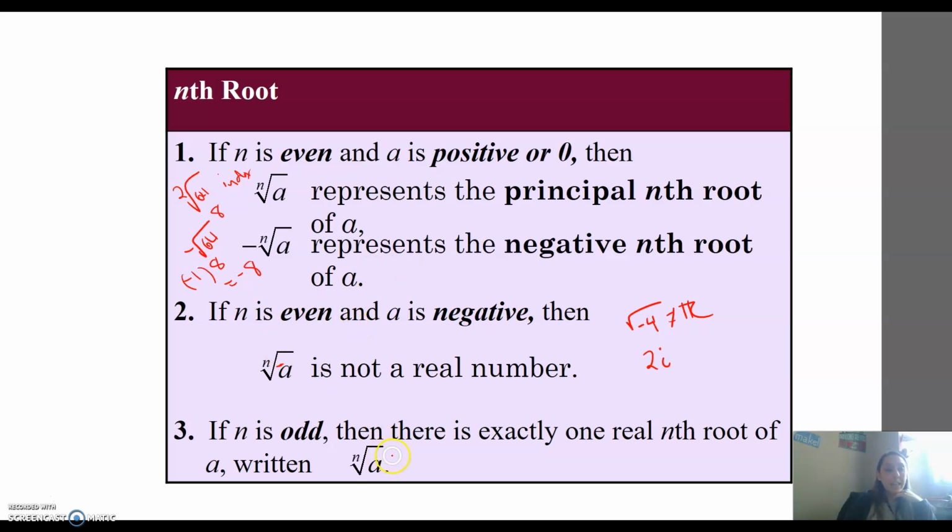All right. Now, if the n is odd, if my index is odd, so when it says n, it means index, then there is exactly one real nth root of a. So if this is odd, I'm going to have exactly one real number, meaning this could be positive or negative. It doesn't matter. All right, we are going to end with that.